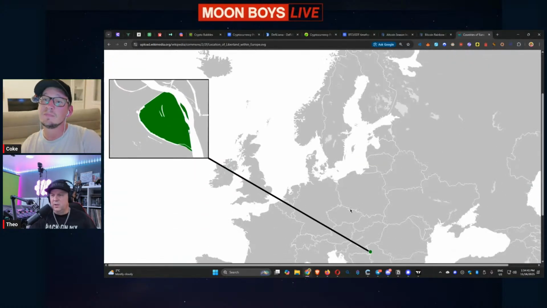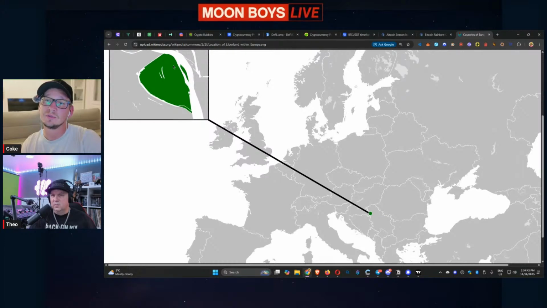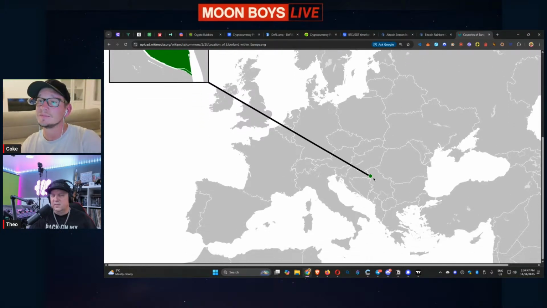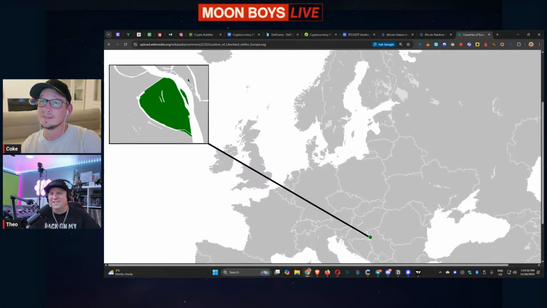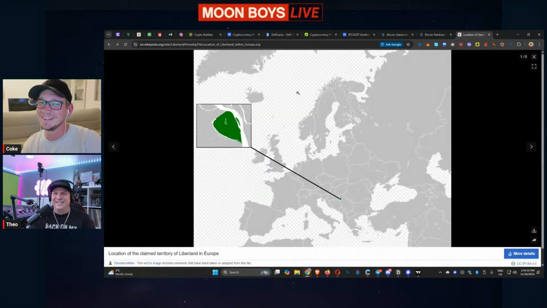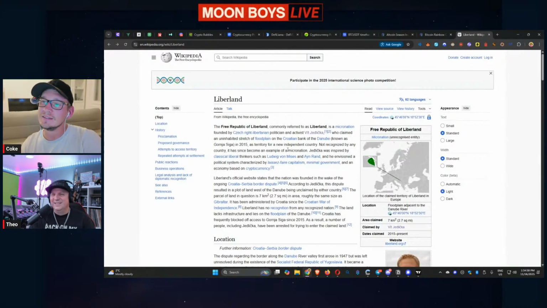It's a land between two rivers. It's a little island. Yeah, exactly. So we could do the offsite here in 2026. Yeah. Okay. Moon Boys meetup in Liberland. Libra Boys. That's us.